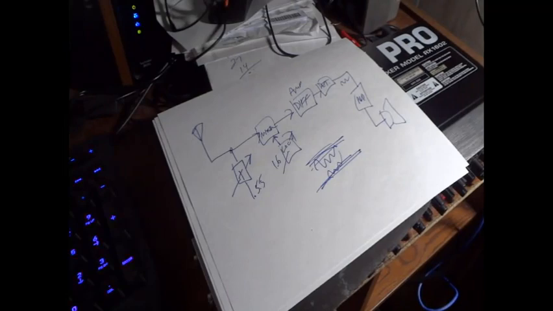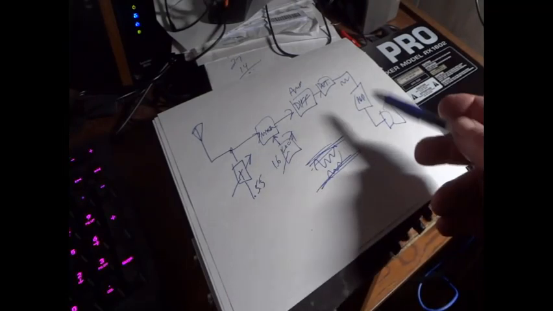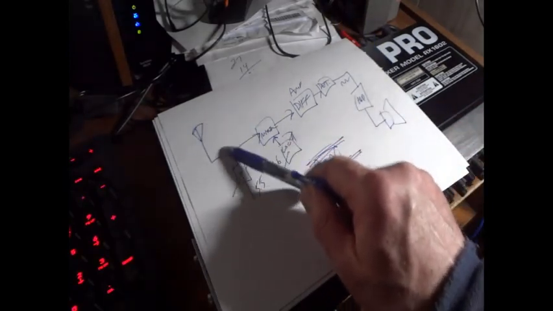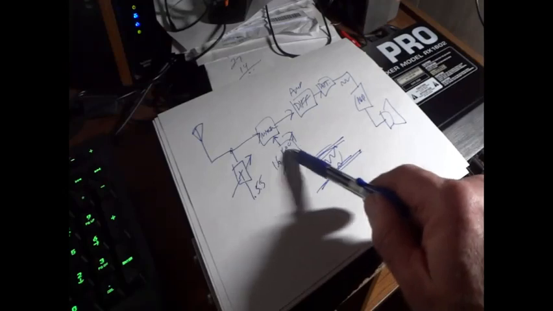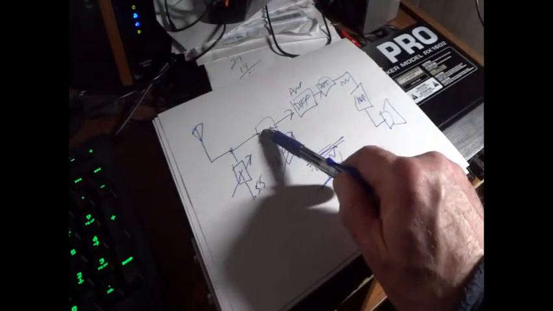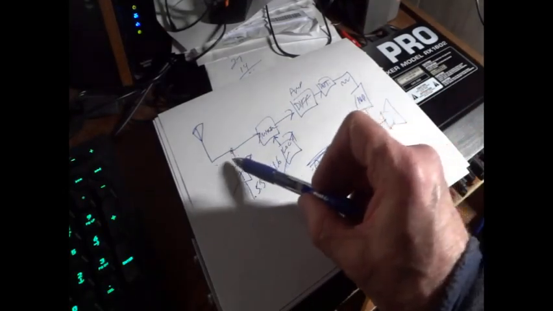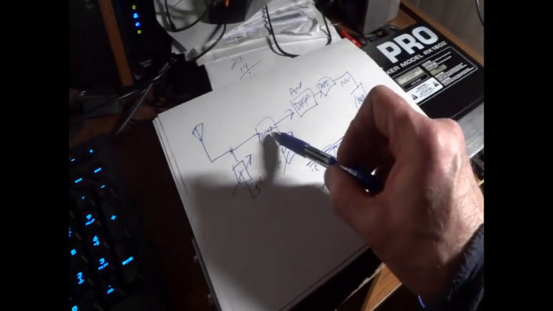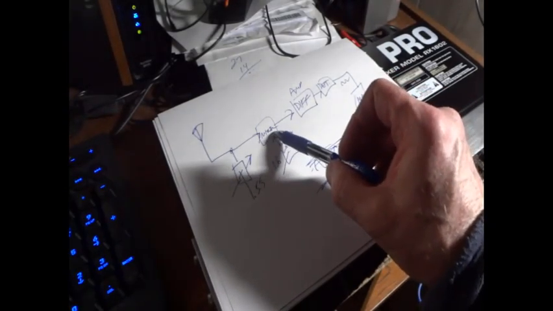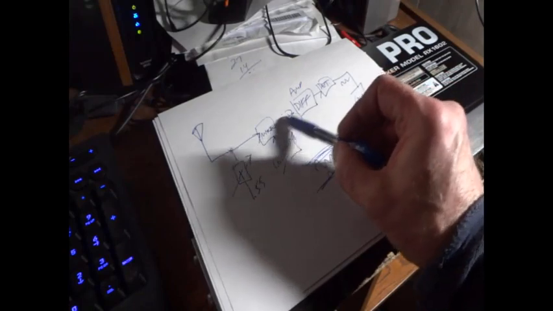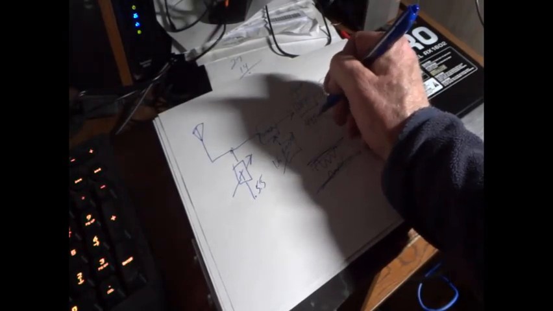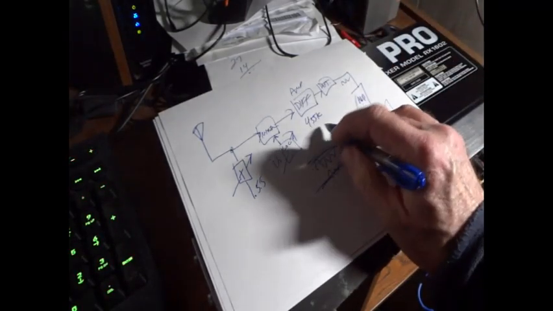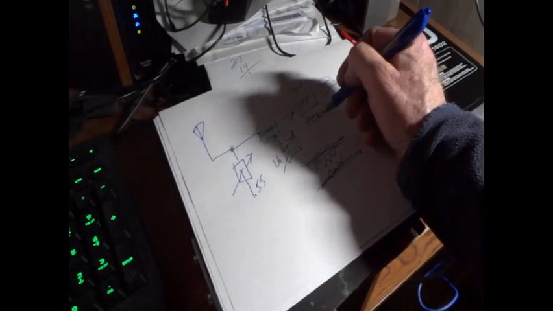But just basically, this is how AM works. Like I said, antenna, tuned circuit, tuned local oscillator. These two are in sync, and a mixer. So if a signal comes in and it hits the mixer with the local oscillator, you get what's called the difference frequency, which is actually called the IF frequency. It's usually about 455 kilohertz.